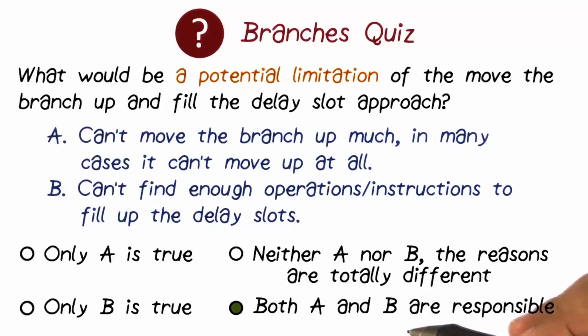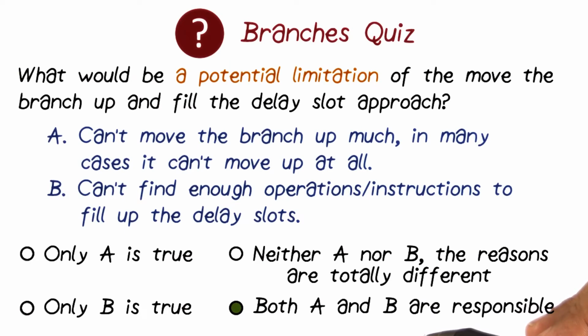The correct answer is in fact 4. That is, both A and B are in fact responsible for the limitation of this approach. In some cases we are unable to move the branches up, whereas in some other cases, even when we can move the branches up, there are no available operations or instructions that could be scheduled in the delay slots.